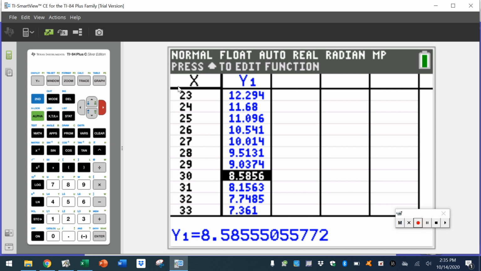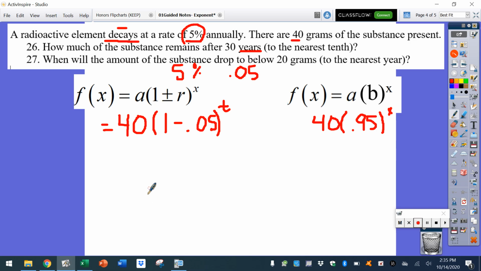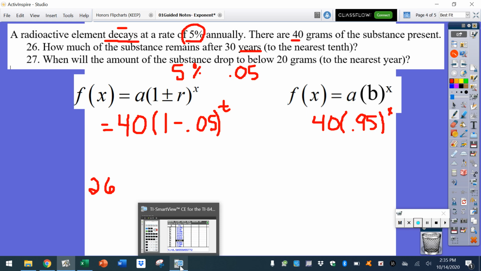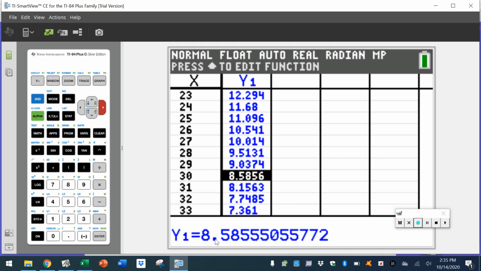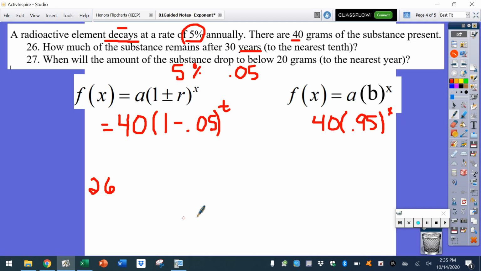And so we have 8.58, and it told us, I believe, to round to the tenth. So that 8 rounds the 5 up. So the answer to 26 is, let's go back and look again, 8.6. So we have 8.6 grams left after 30 years.